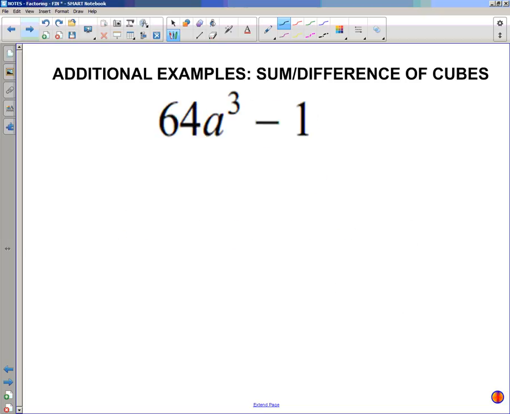Final example. We've got 64a cubed minus 1. 64 is 4 to the third power. So 4a is what we cubed to get 64a cubed. 1, well, 1 is 1 cubed. So we'll be using the 4a and the 1 as our building blocks.